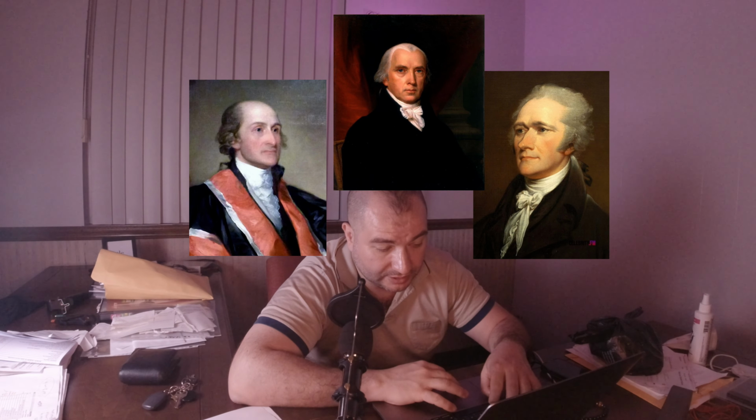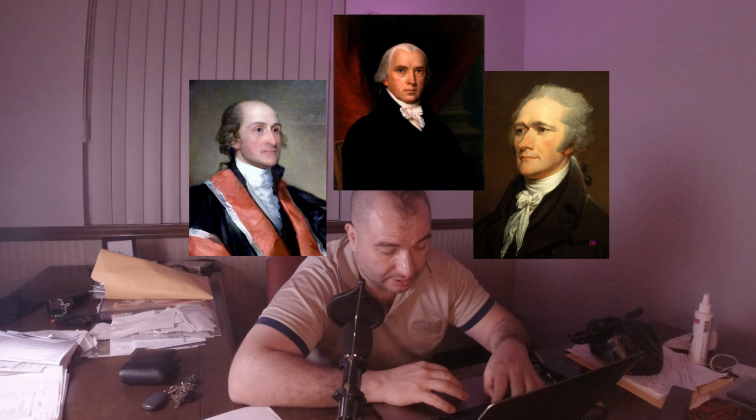1787 is the date when the Constitution was written. The Federalist Papers supported the passage of the U.S. Constitution. Name one of the writers. There were several. Basically, it's James Madison, Alexander Hamilton, and John Jay. That's Publius.